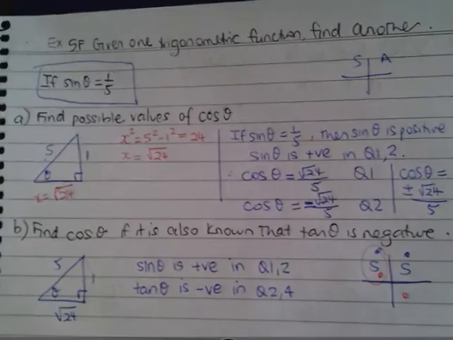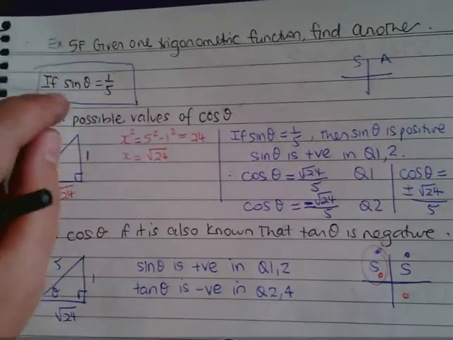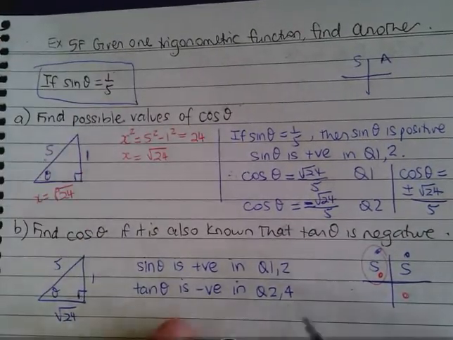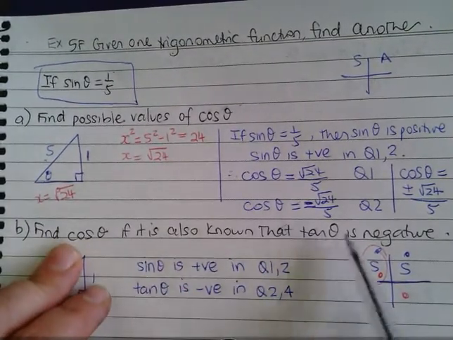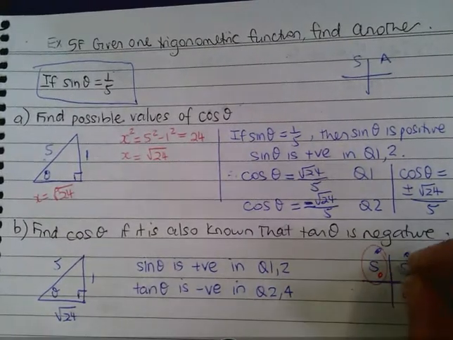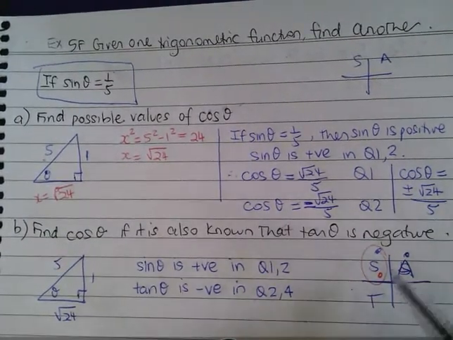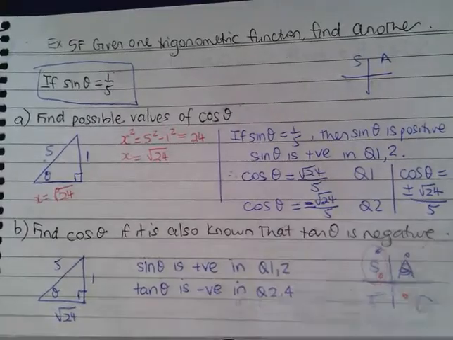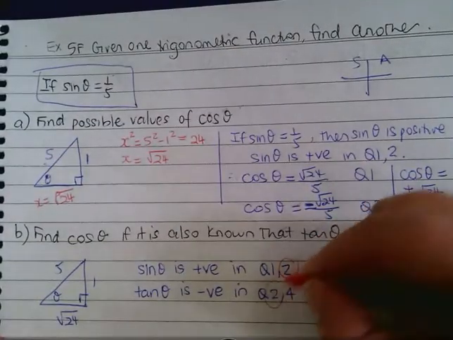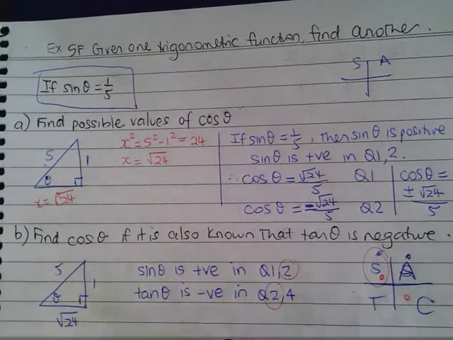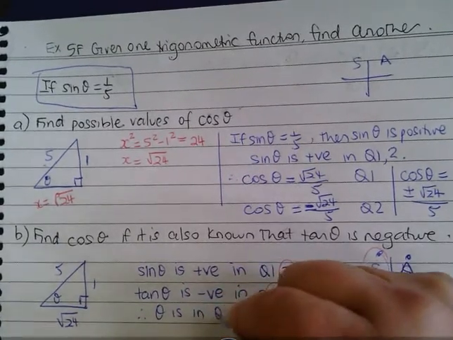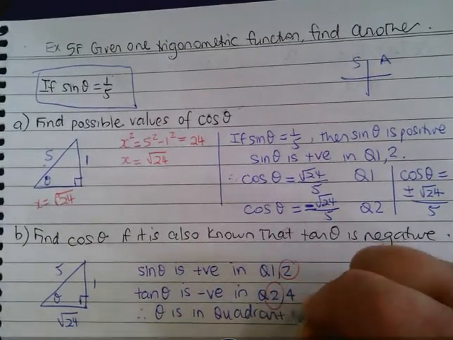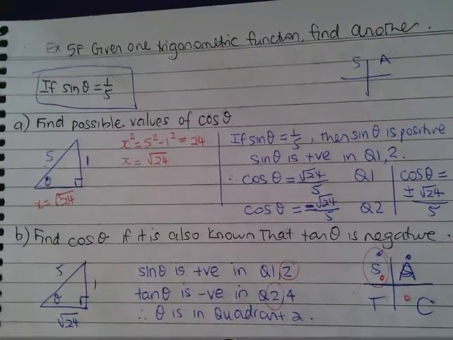So girls, the question is telling me that sine theta is 1/5. You have to read into it. Sine theta is positive, so we have to be in quadrants 1 or 2. But they're saying it's also known that tan theta is negative. All stations to central: tan theta is negative in 2 and 4. Can you see that quadrant 2 is the one where sine theta is positive and tan theta is negative? It's the common quadrant. So therefore, theta is in quadrant 2.